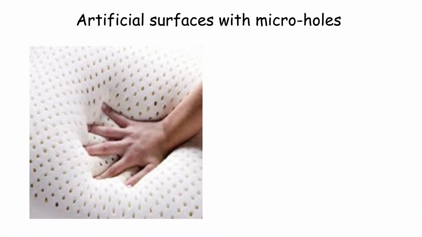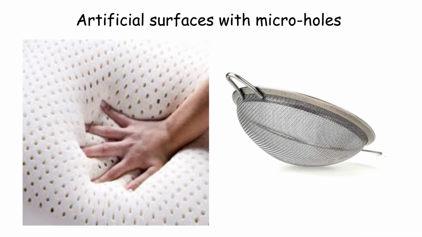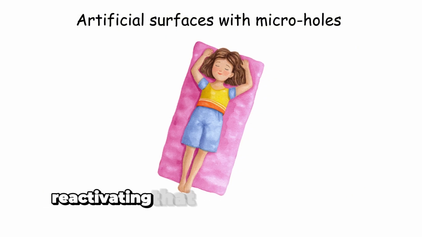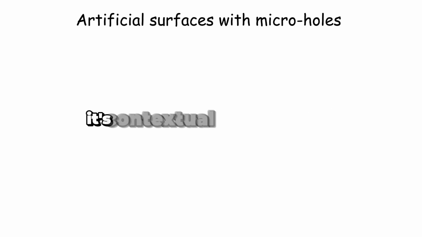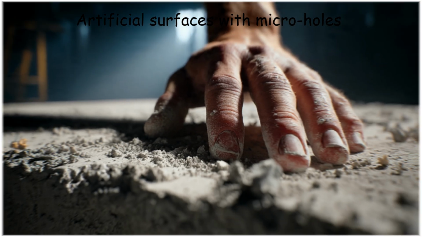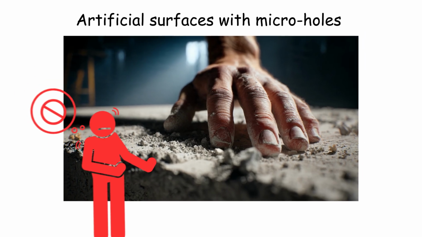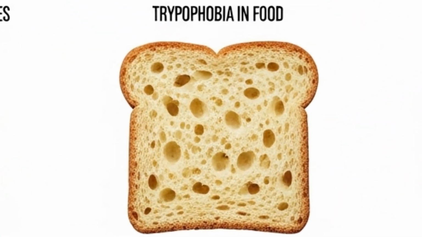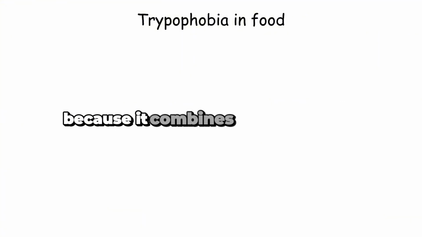A foam mattress with holes causes more discomfort than a kitchen sieve with similar holes. Why? Because you associate the mattress with direct body contact, reactivating that biological protection mechanism. Trypophobia isn't just visual, it's contextual and associative. This explains why some people can work with porous materials without issue, while others completely avoid any contact with these objects.